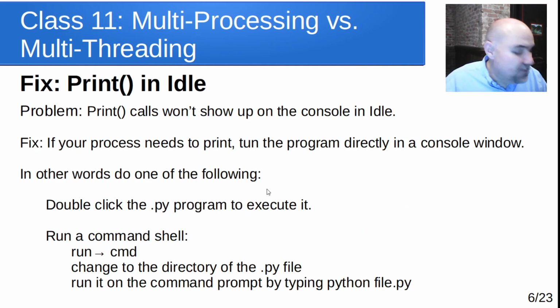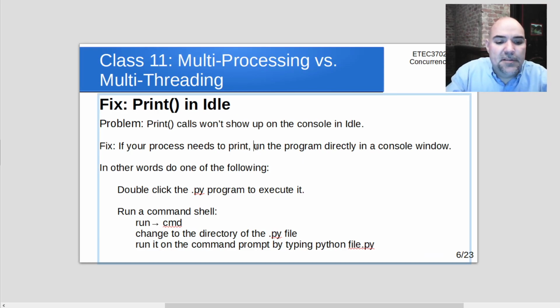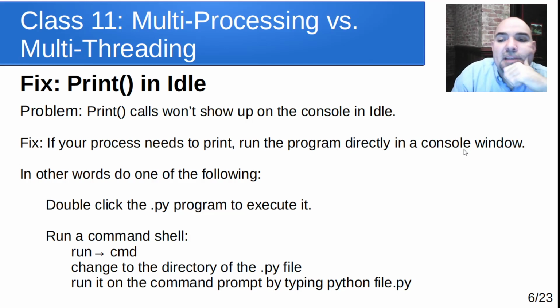All right, first off, let's fix these one at a time. The print statement and IDLE not working correctly. The problem there is that print calls won't show up on the console in IDLE except for in the main thread. So if your process needs to print from the sub-processes, then you can run the program directly in a console window. And how would you do that? Well, in other words, you do the following. You can either double-click the .py program to execute it, and that'll run it in a console rather than in IDLE.